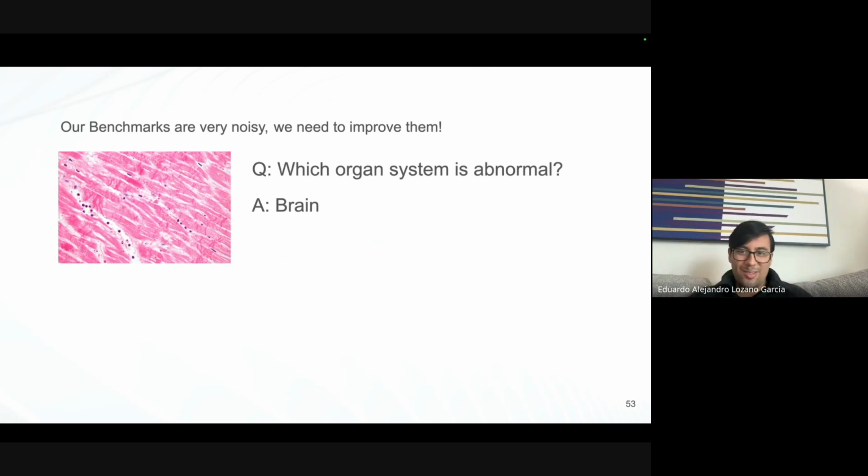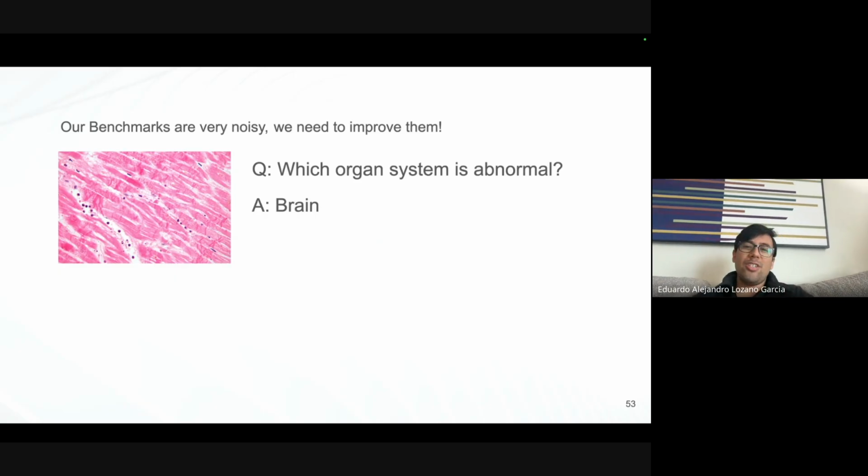Well, there's a lot of things wrong with this question, but I'm just going to go to the most obvious one, and that is the question is asking about the organ system, and what we have is a patch of a tissue, and there are different levels of organization, right? We have cells, we have tissue, we have organs, we have organ systems. So the question is off by orders of magnitude, right? And it's a problem that has been highlighted by a lot of people before, but it's definitely a problem that we have.